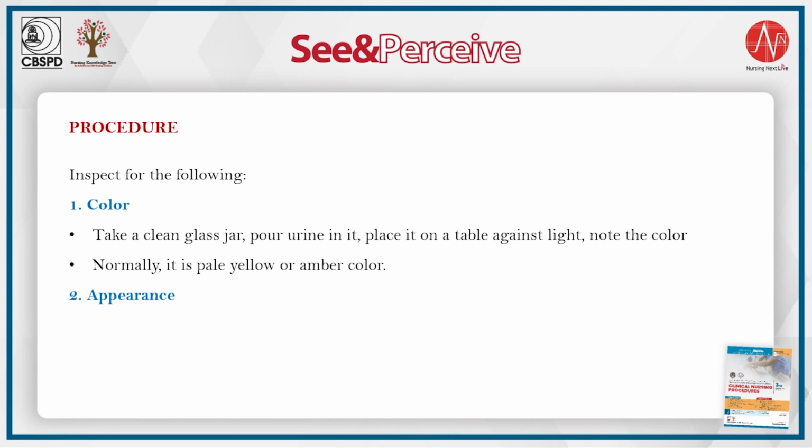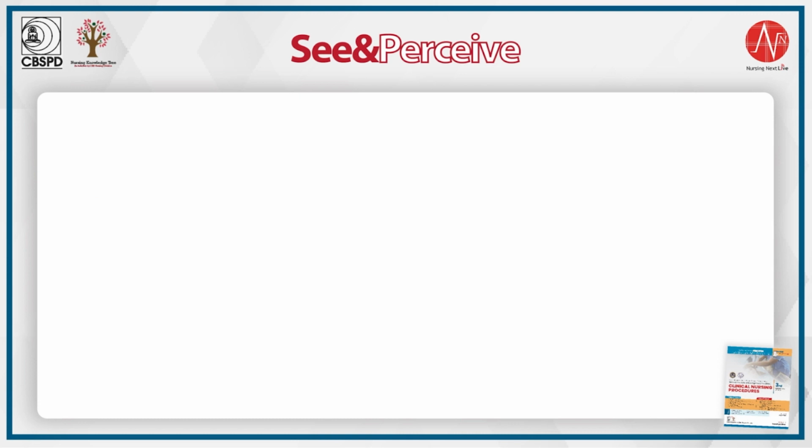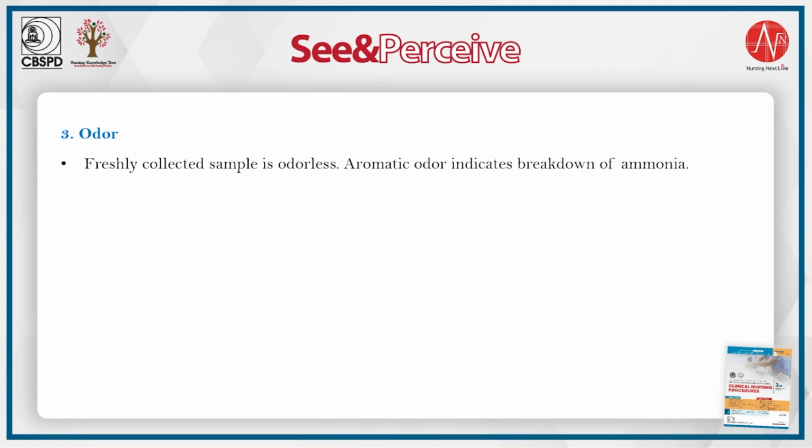Inspect the appearance. Inspect for presence of sediments or suspended particles. Normal urine is clear and straw colored. Dark or amber color indicates infection. Inspect the odor. Freshly collected sample is odorless. Aromatic odor indicates breakdown of ammonia.